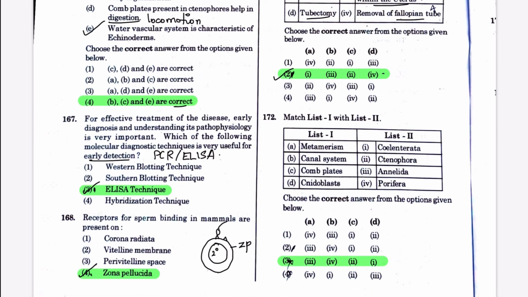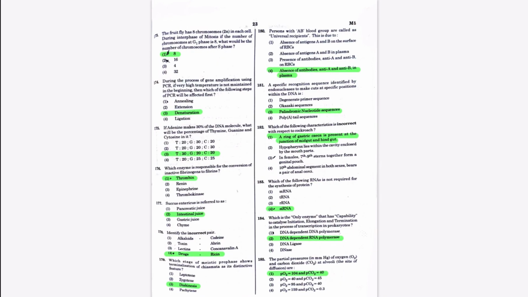Metamerism, canal system, comb plates and nidoblast. Okay, so we know metamerism in annelids, canal system in Porifera, comb plates in Ctenophora for locomotion, nidoblast in Coelenterata. So option 3.